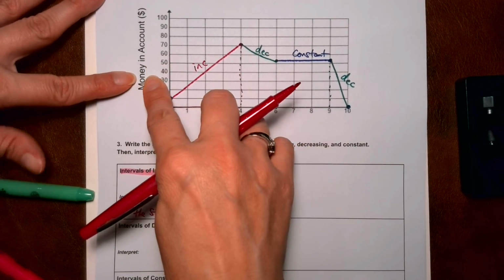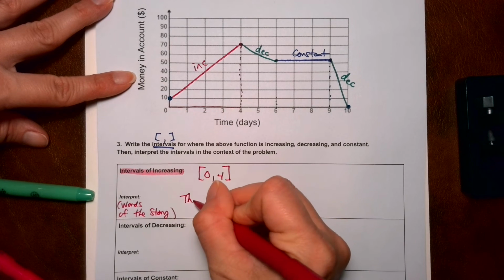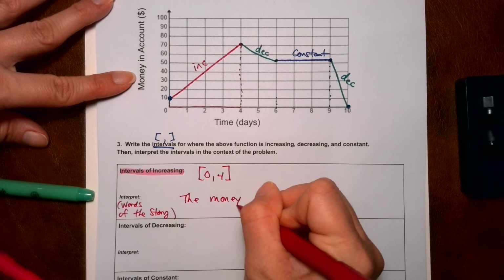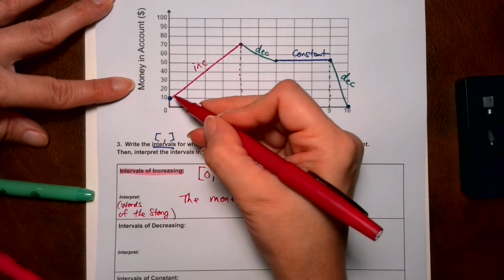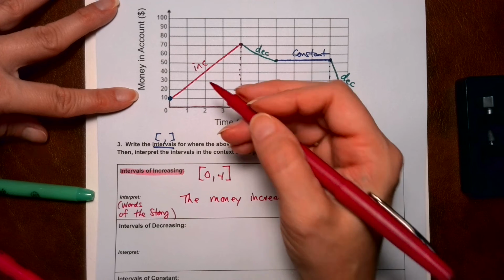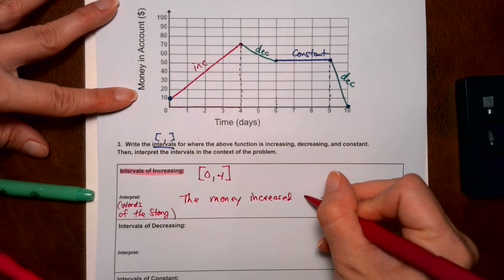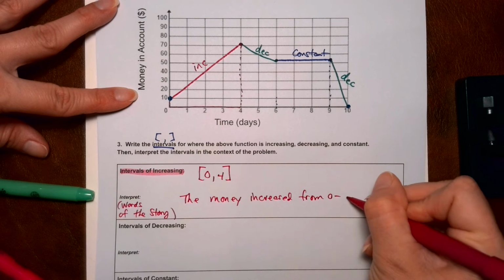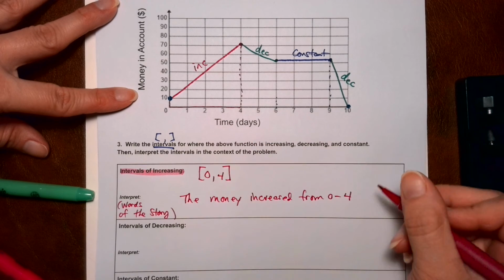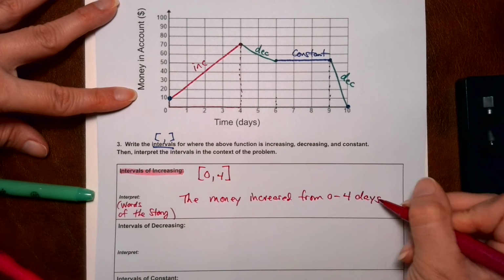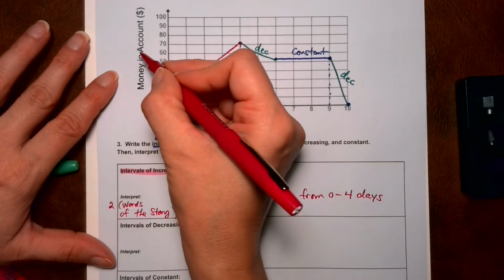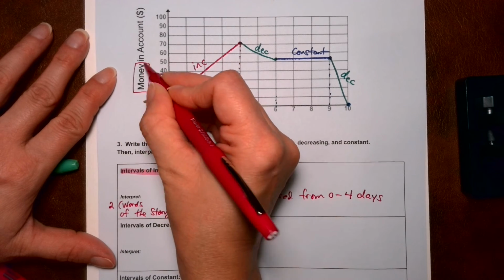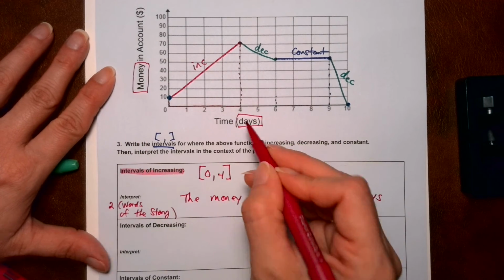Oh, that's the money. Okay, so the money increased, or you could say went up. The money increased from 0 to 4 days. So when you're doing these, you just have to be careful that you use 2 words of the story. We're going to have to say the word money, and we're going to have to say the word days.